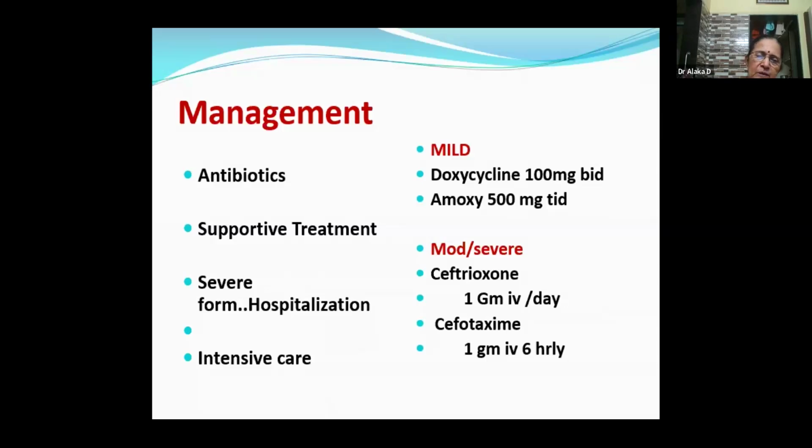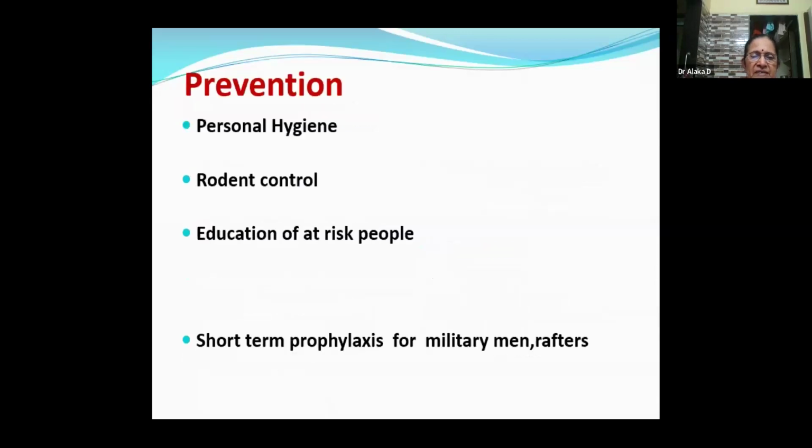But if there is no improvement, please send the patient to the hospital, because he will require a lot of supportive treatment, higher antibiotics, and possibly ventilatory management. Prevention: personal hygiene, which is very, very important. Rodent control, education of at-risk people. Whenever you are coming through that waterlogging, the person should immediately wash his whole body very clean.